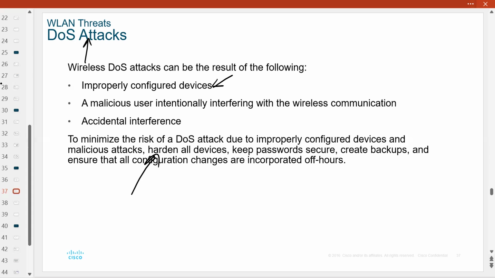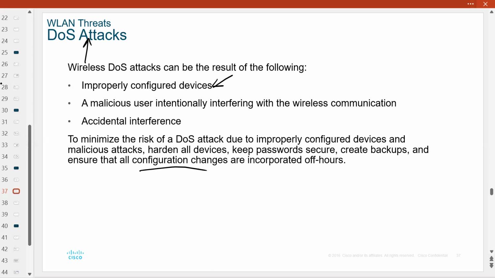So we have device hardening, keeping passwords secure, creating backups, and ensuring that all configuration changes are incorporated. If configuration changes, that's another problem with an employee.